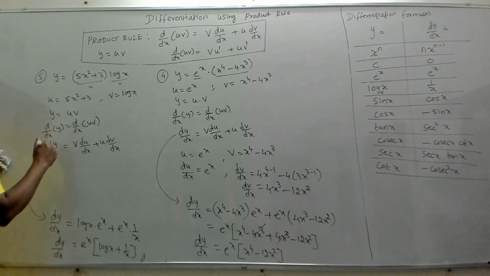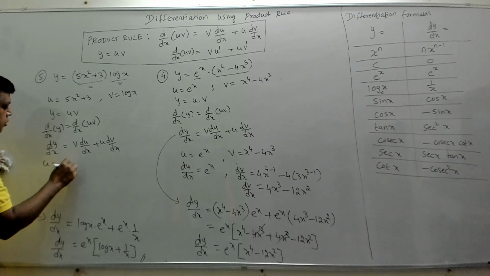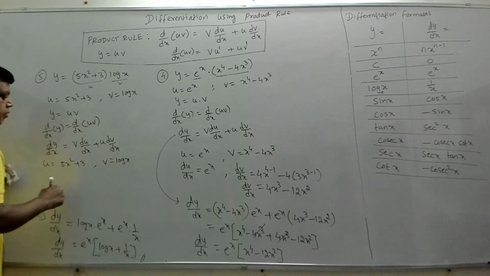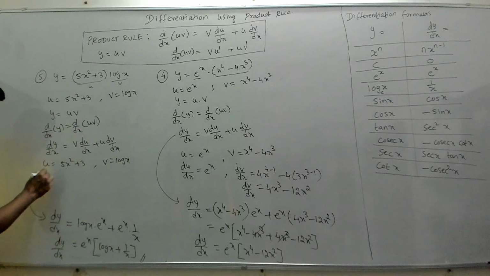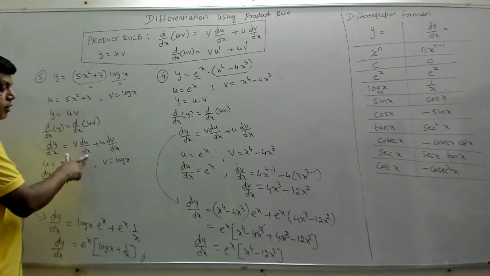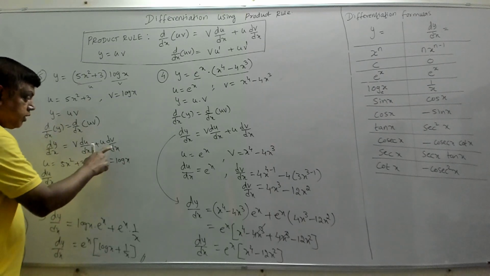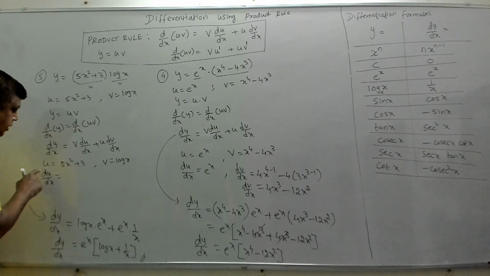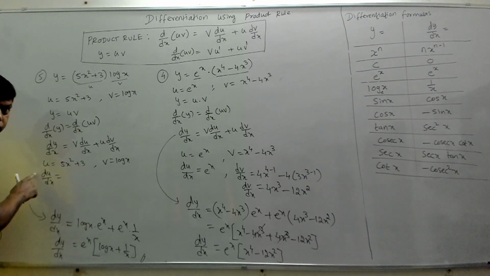So what is our u? U is 5x square plus 3, v is log x. Right? Now what is du by dx? To differentiate u, we get du by dx. Why? Because we need that to substitute here. We must find du by dx, and we must find dv by dx also. Let's find du by dx first, differentiating u with respect to x.